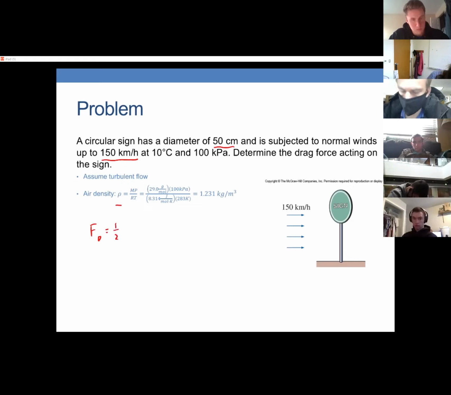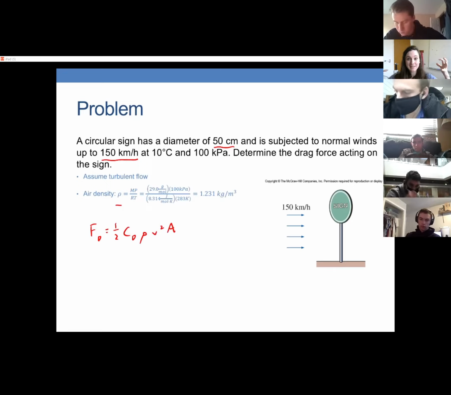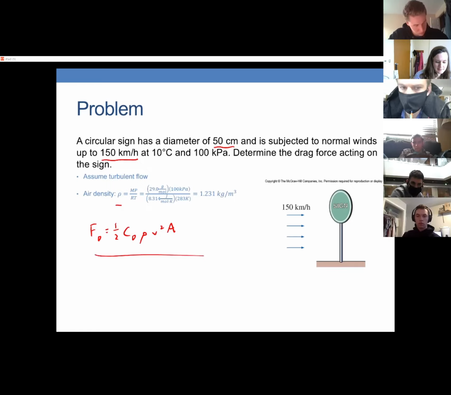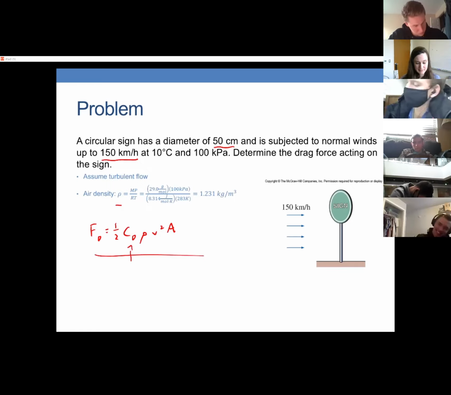1/2 C_D rho v squared A. That's the point of the drag coefficient. The drag coefficient takes all of the pressure, where you would have to figure out the pressure on the front and the back and integrate over it, and who knows what else would happen, and just uses this drag coefficient we found experimentally. So let's find the drag coefficient.